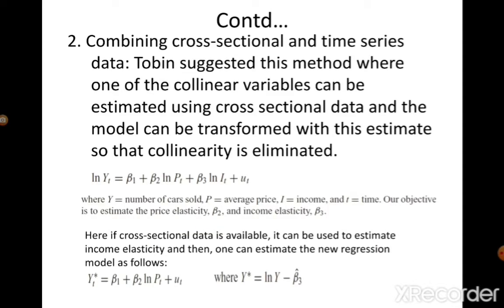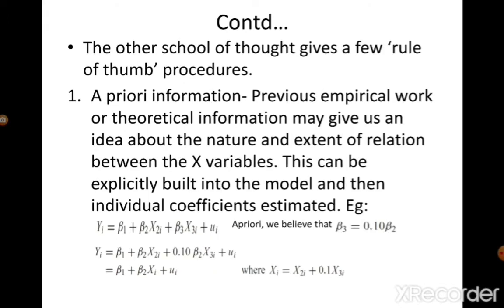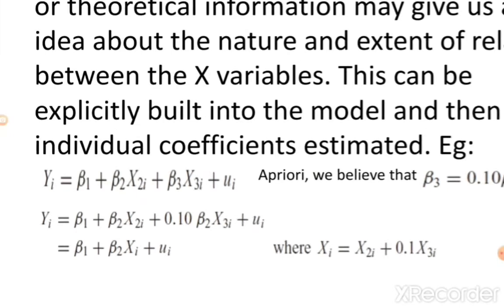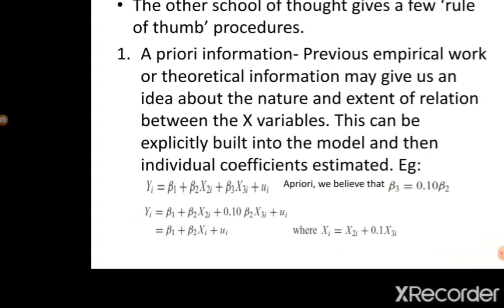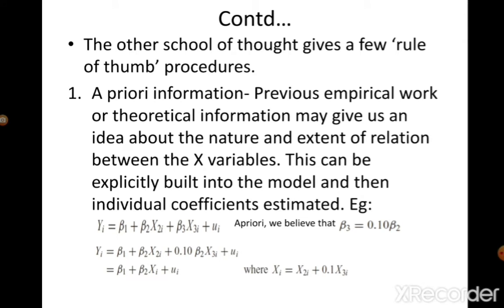What happens in that case is you have gotten rid of, or you have explicitly addressed, the collinearity, and here you are actually estimating only two coefficients, and based on this new coefficient you can always calculate beta 3, thereby finding out the individual influence of variable x3i on the dependent variable yi.